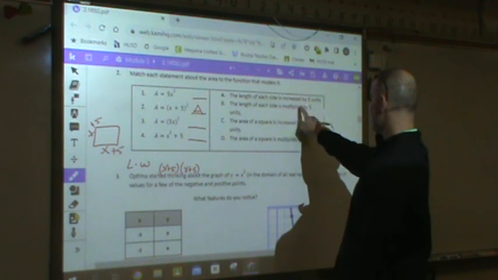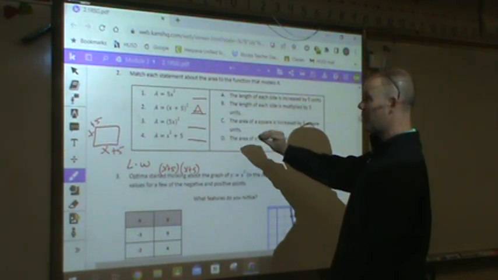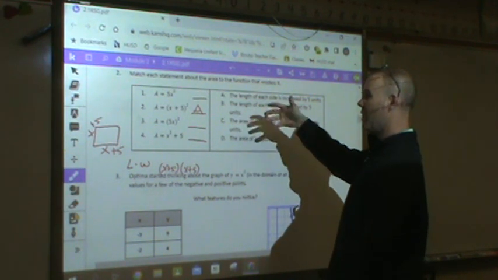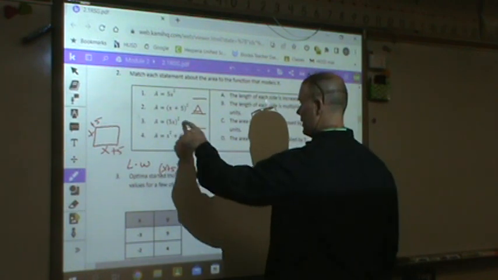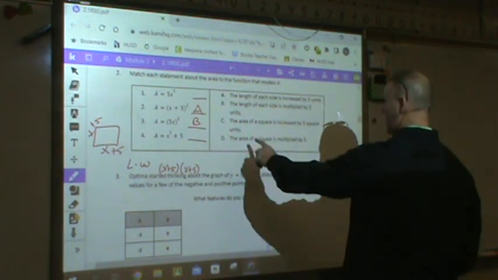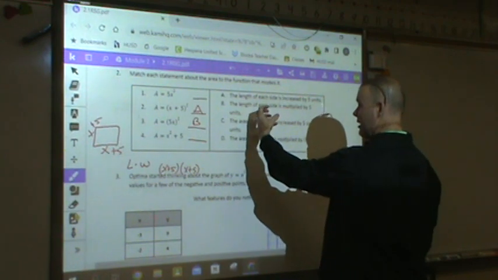The length of each side is multiplied by 5 units. So I'm multiplying each side by 5 units. Then I'm finding the area. That should be 3. The area of a square. I'm finding the area of a square.